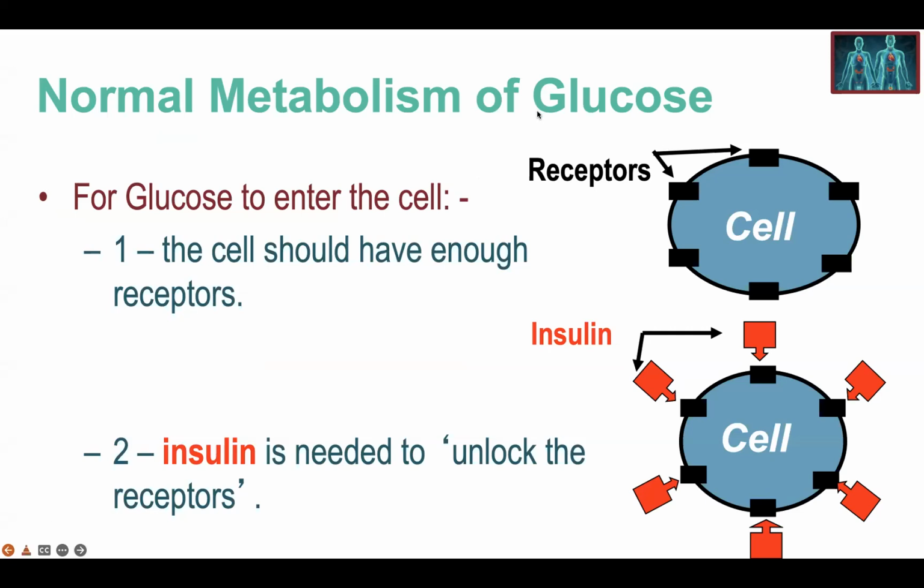So again, if you've heard me ever speak about glucagon, glucose, endocrine, you've seen some of these slides before, but it doesn't hurt to see them again, and we're going to look at them in a very particular framework. Okay, so just remember, for glucose to enter your cell, you've got to have active receptor sites, and insulin is needed to unlock the receptors.